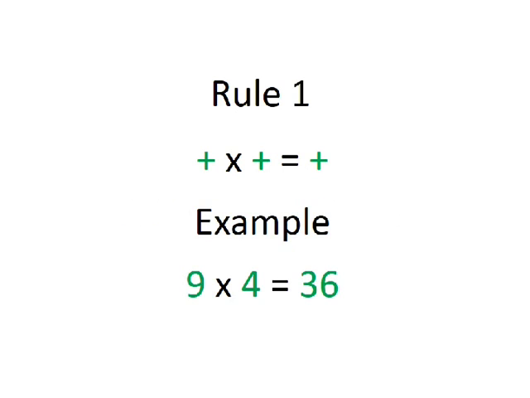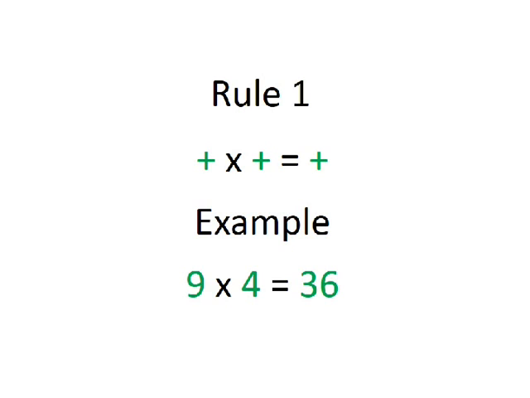So, for example, here's rule number 1. A positive times a positive equals a positive. For example, 9 times 4 is going to equal 36. They're both positive numbers, so our answer is positive. You should already kind of have an understanding of that.